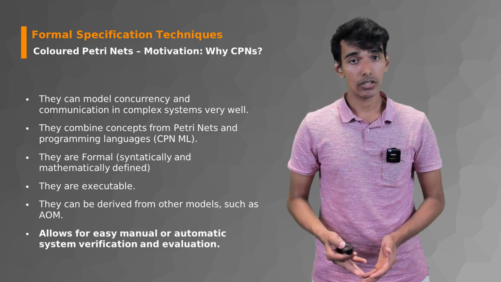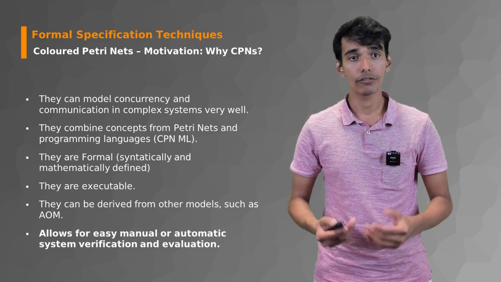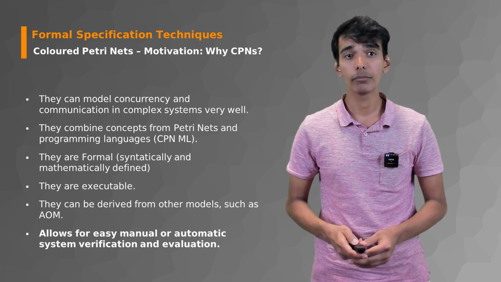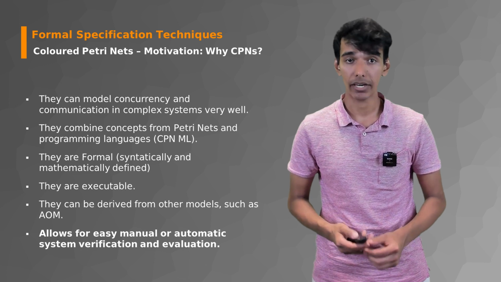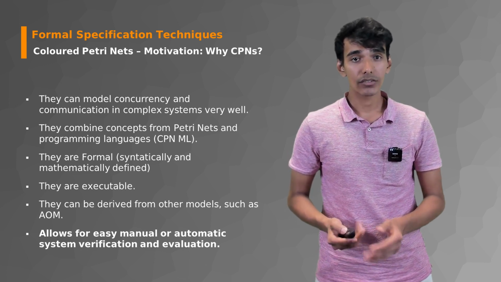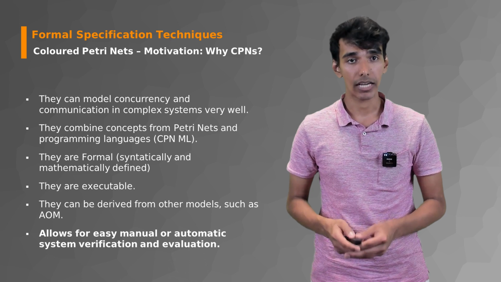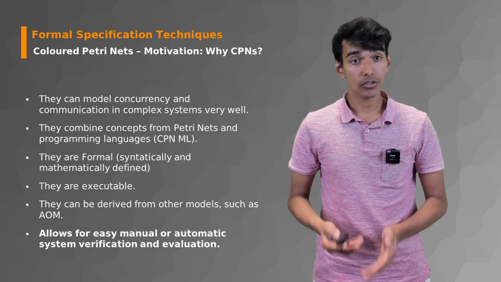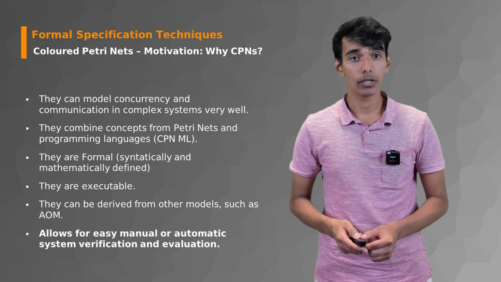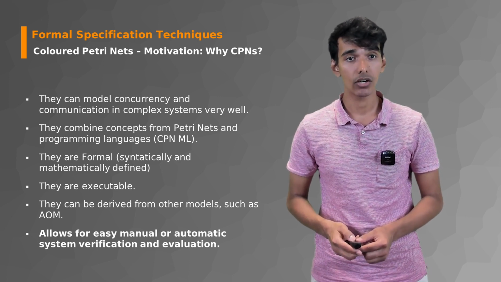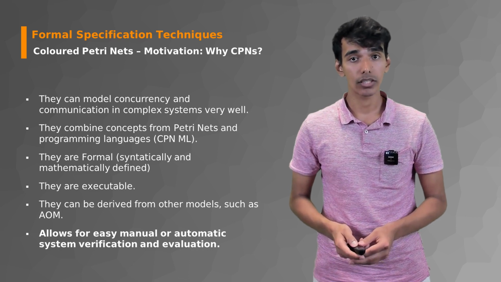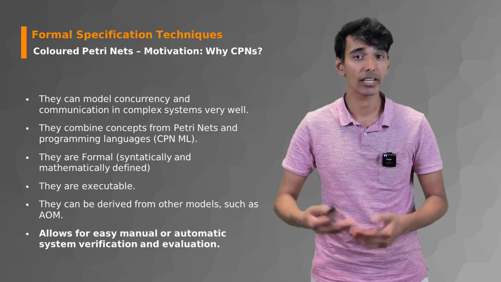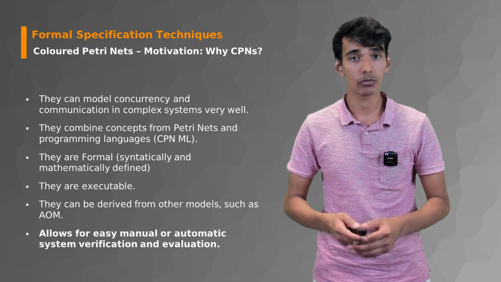Colored Petri nets are, like we said before, a formal method of specification. So what exactly does that mean? It basically means that they are syntactically and mathematically defined. So this gives them a more formal basis of understanding your models for requirements. Another very important point about colored Petri nets is that they are executable. Basically what that means is that you can execute various events very similar to how you execute a piece of code in a programming language.